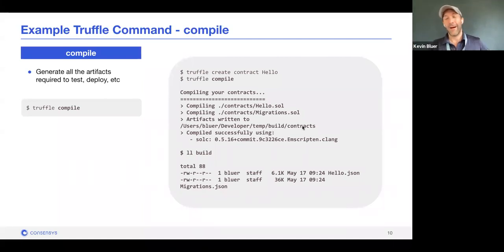And then you can see somewhere in this output where it's created this build contracts directory, and in there are these artifacts that get generated. As mentioned, you can see I did just an ls there.